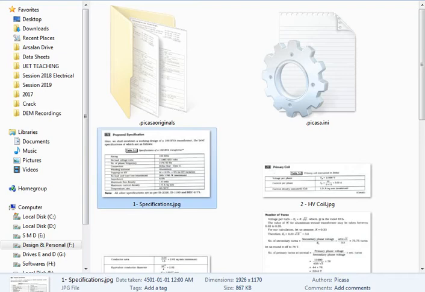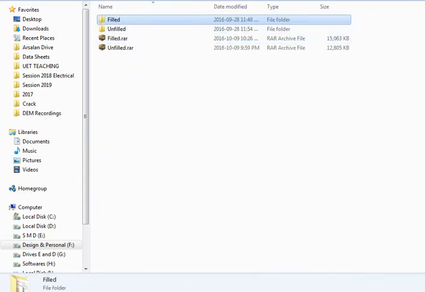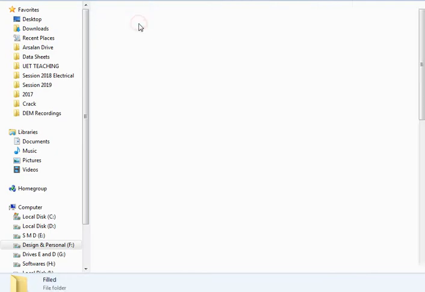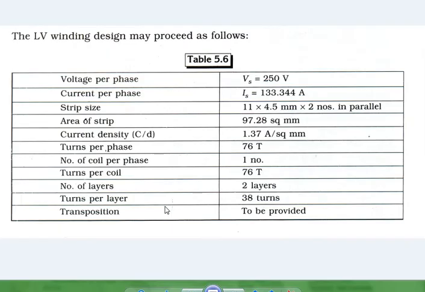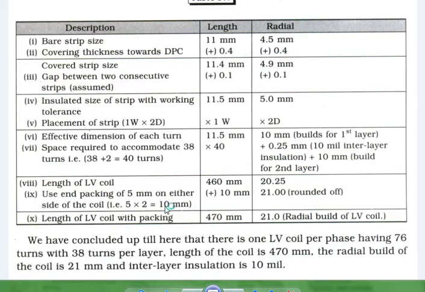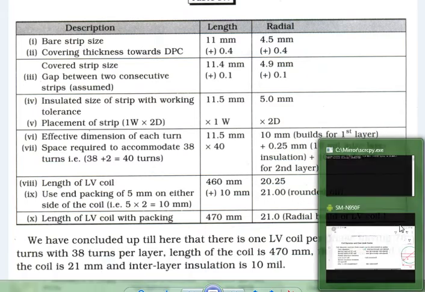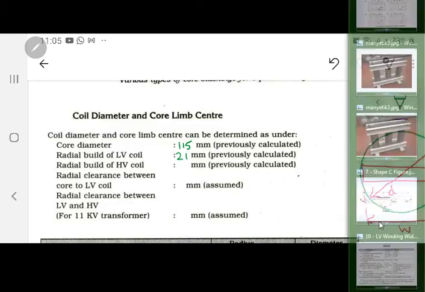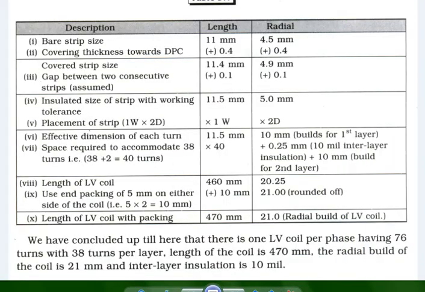Now if I want to go towards the low voltage winding, the low voltage winding table was this one, and you can see from here the radial build of the low voltage winding is 21 mm. So if I go back on my table which I am populating at present, the radial build is equal to 21. Just let me confirm, yes, this is 21 mm.